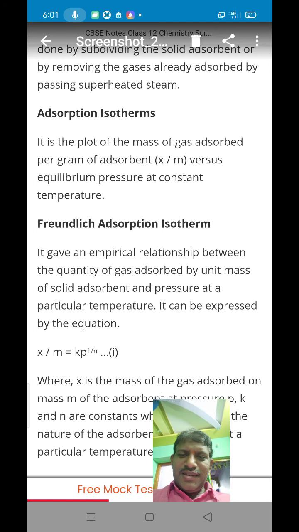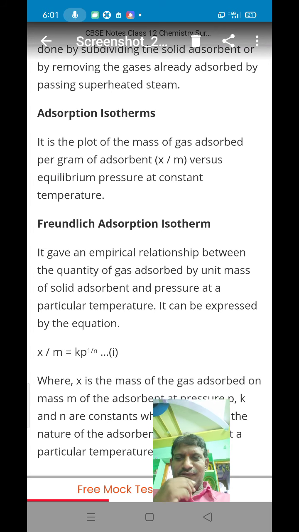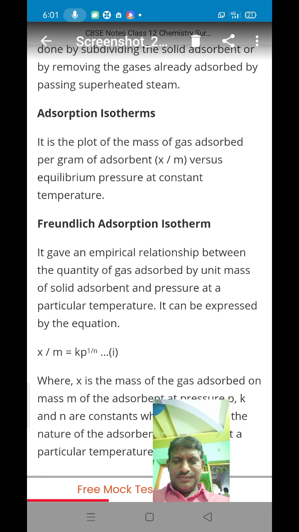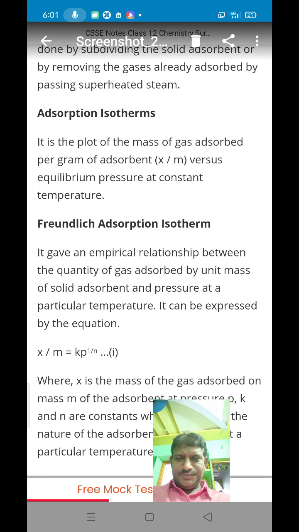Good evening to everybody. Now let us discuss what is adsorption isotherm and discuss the Freundlich adsorption isotherm.